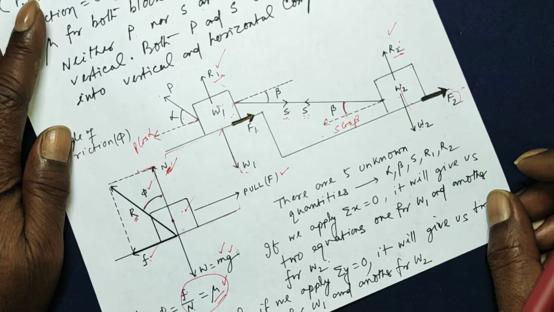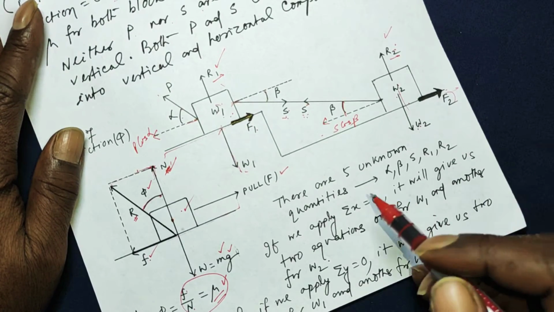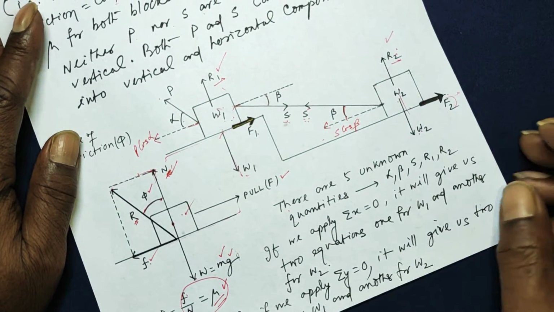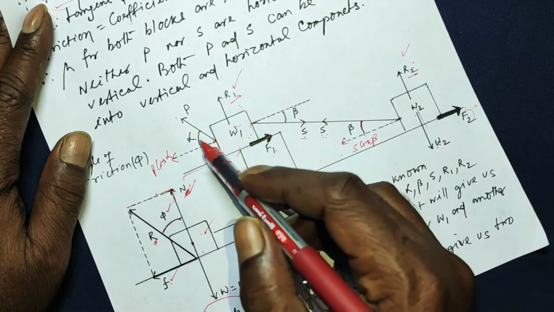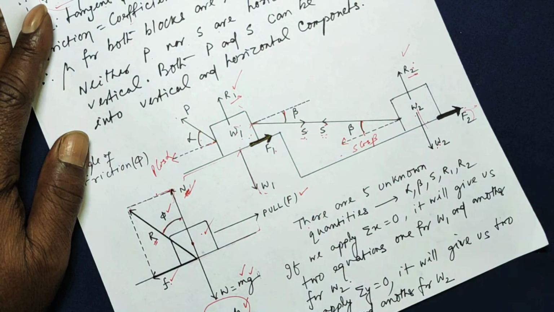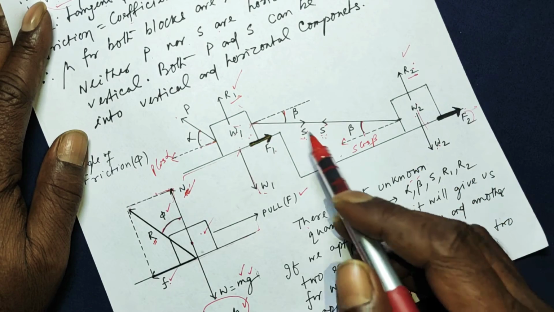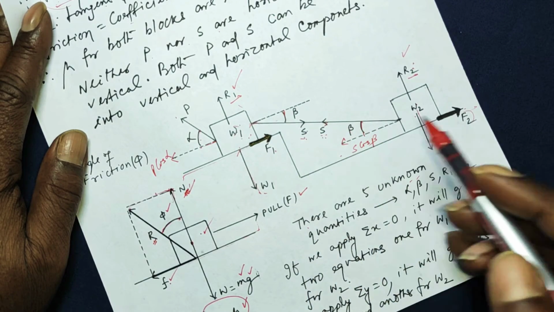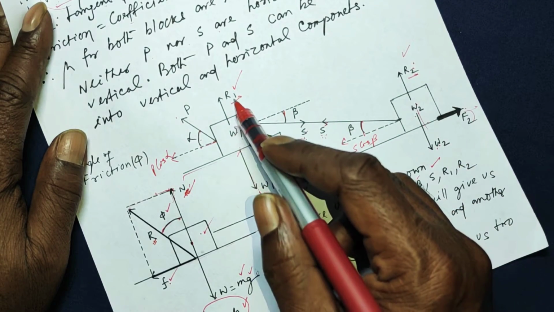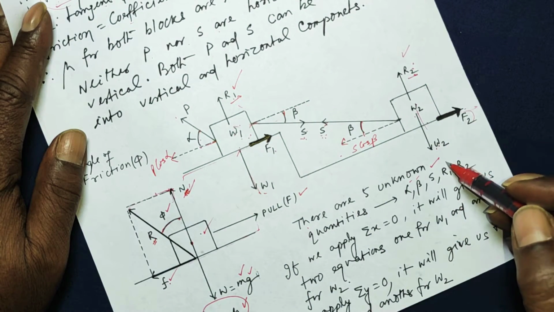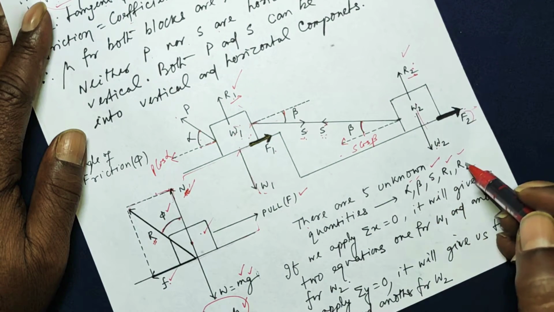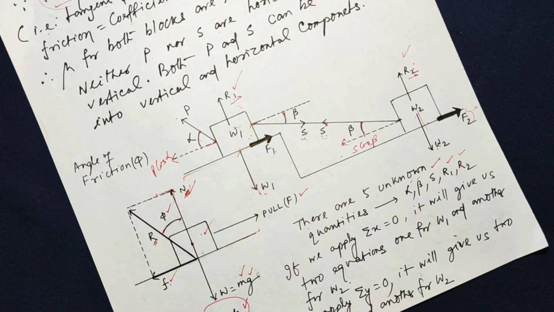Now there is something interesting that comes into play here. There are 5 unknown quantities: alpha here, beta here, the two different angles, the force of tension developed in the string S, and the normal reactions R1 and R2. So all these 5 quantities are not known.